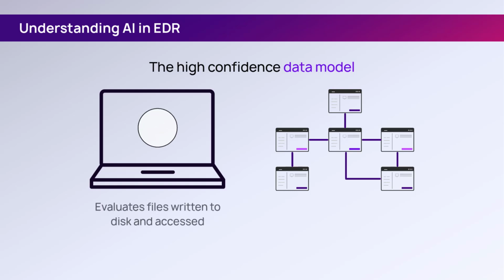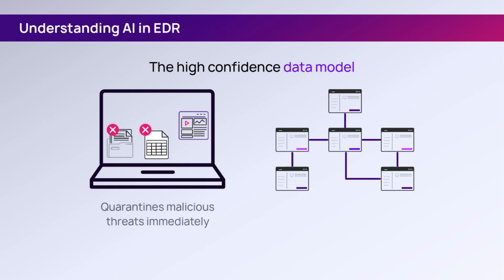These engines work when files are written to disk or accessed. File content is compared to the data model, and threats identified as suspicious or malicious. Malicious threats are immediately quarantined.